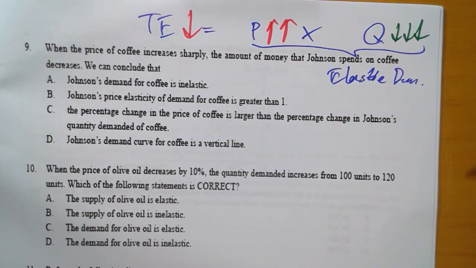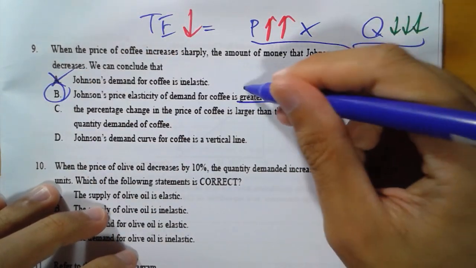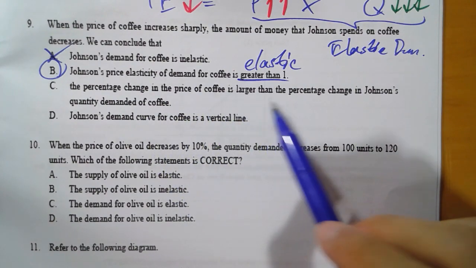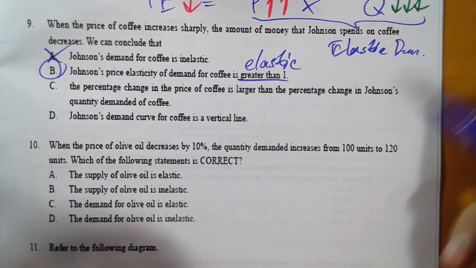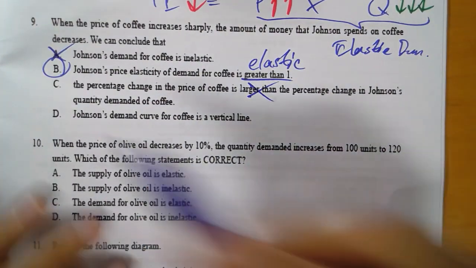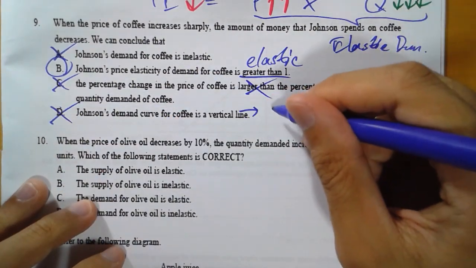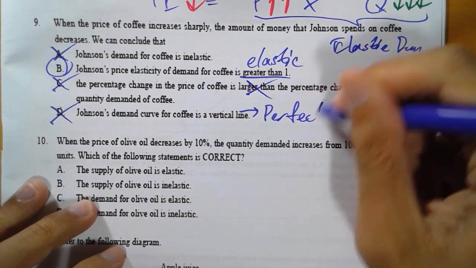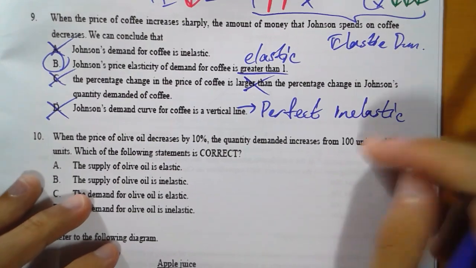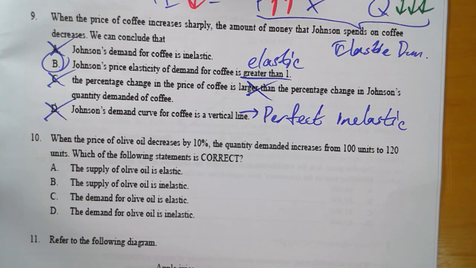Elastic demand, inelastic, not correct. It's greater than 1. Yes, greater than 1. Elastic. What about the others? Percentage change in price is larger. No. Elastic, by definition, it should be smaller than the change in QD. And finally, demand curve is vertical line. No, because vertical line would be perfectly inelastic. That is not true. We are definitely on the elastic demand, so not true. Answer B.